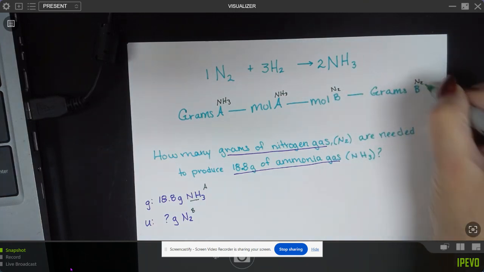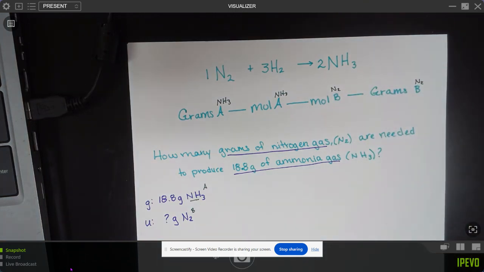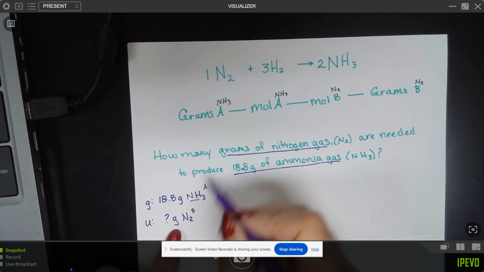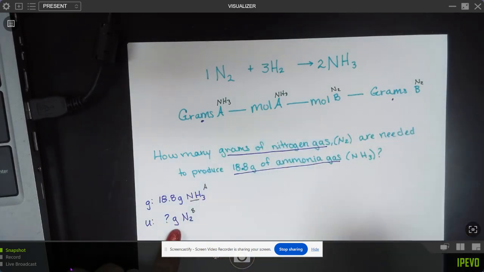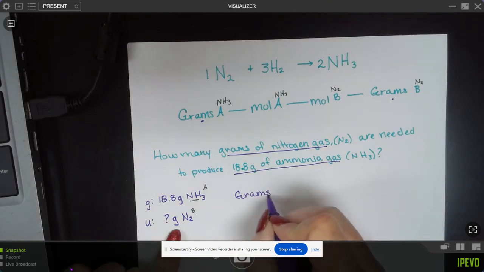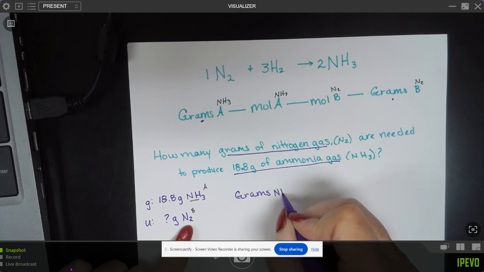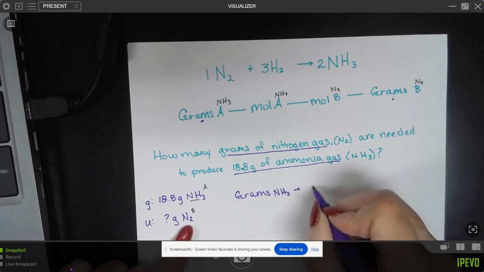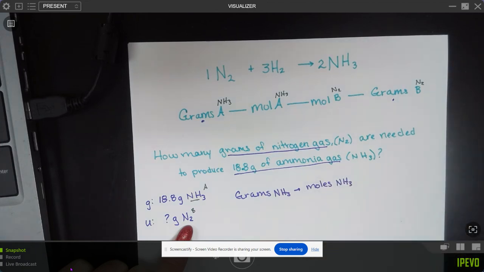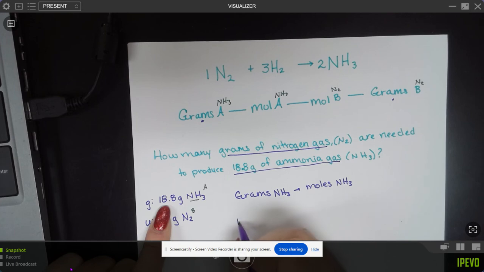Now, instead of setting this up horizontally like I have been, I'm going to set it up one step at a time. So this is a full 3-step problem going from grams of A to grams of B. So we're starting here, ending here. Step 1 is to go from grams of NH3 to moles of NH3. To do that, I start with my given, 18.8 grams of NH3 over 1.